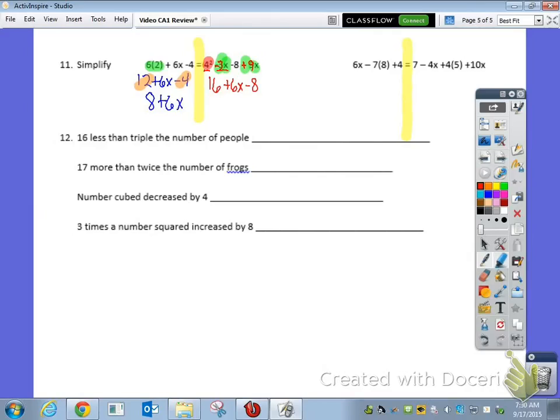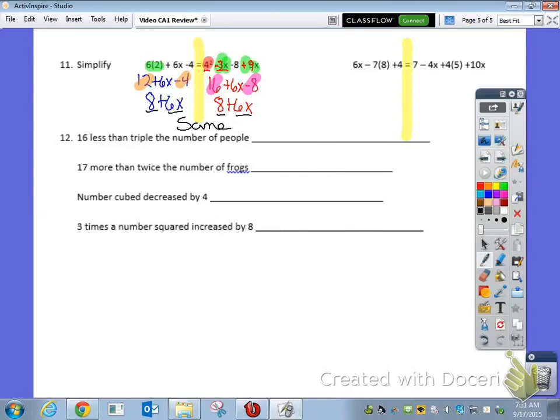Now, is there anything else I can put together once I simplified that? Yes, I can put together the 16 minus 8, and 16 minus 8 is 8, so 8 plus 6x. Now notice on both sides, I have 6x on both sides, and I have an 8 on both sides, so they are the same. Okay, they're equal.